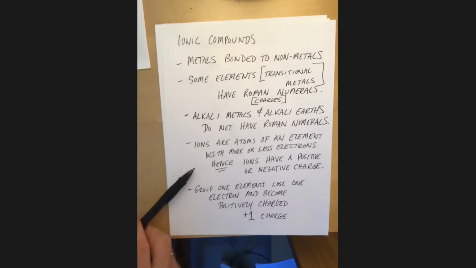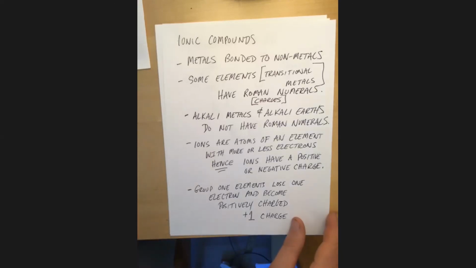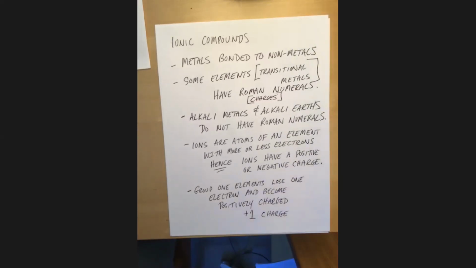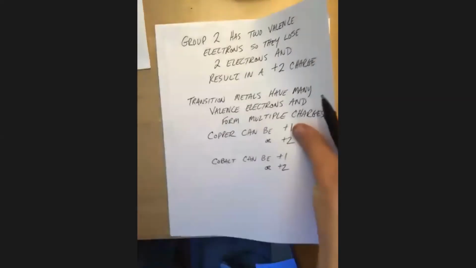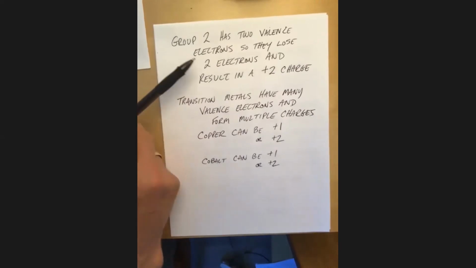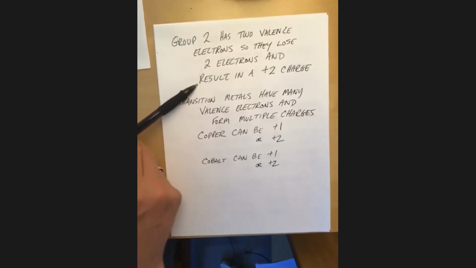Yeah, because when atoms lose electrons, they are internally unbalanced, and so they have a positive or negative charge, and those positive or negative charges can be attracted to each other. Here's group 1 losing an electron, becoming positive, having a positive 1 charge. Group 2 has 2 valence electrons, and so they lose 2 electrons and result in a positive 2 charge.